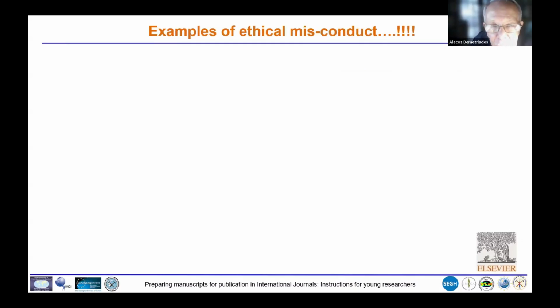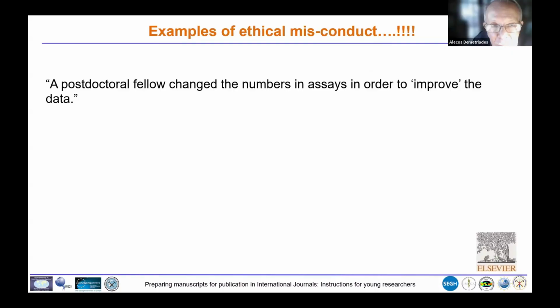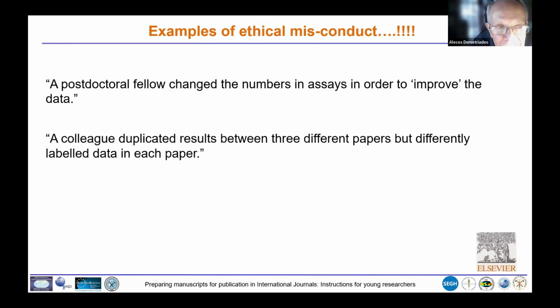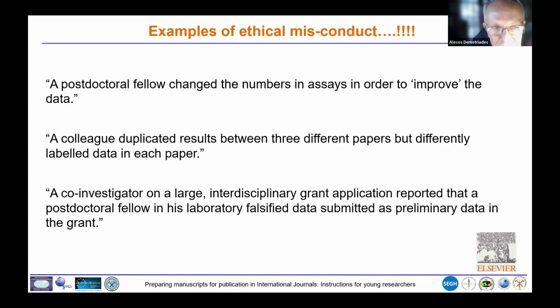Examples of ethical misconduct. A postdoctoral fellow changed the numbers in answers in order to improve the data. A colleague duplicated the results between 3 different papers, but differently labeled data in each paper. A co-investigator on a large interdisciplinary grant application reported data that a postdoctoral fellow in his laboratory falsified, data submitted as preliminary data in the grant.